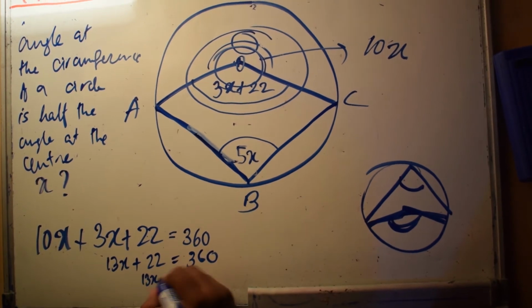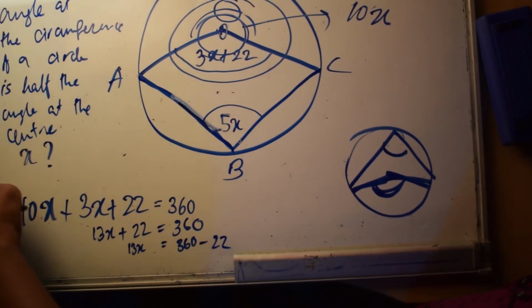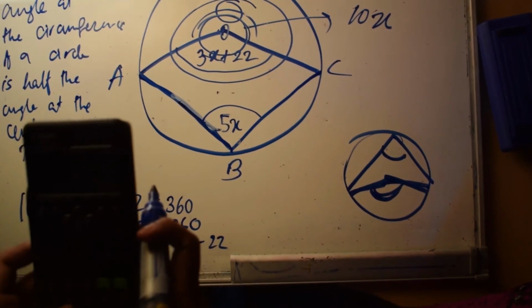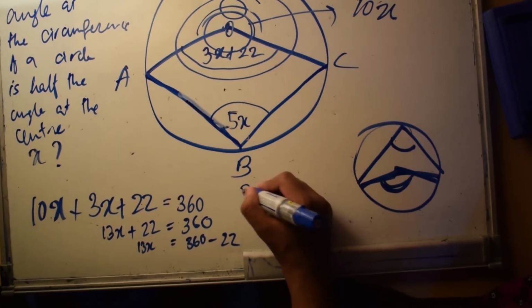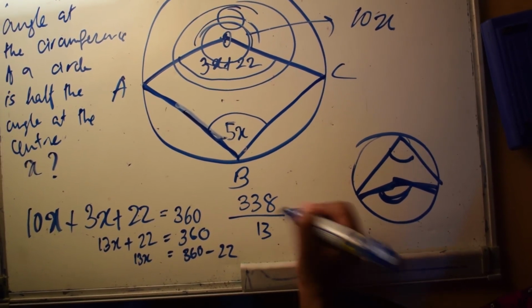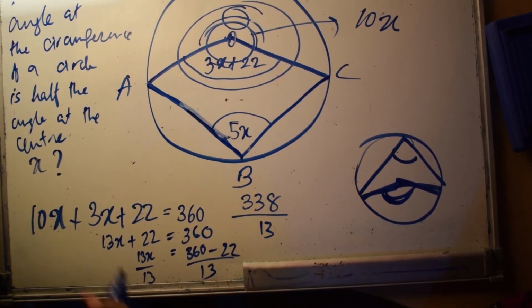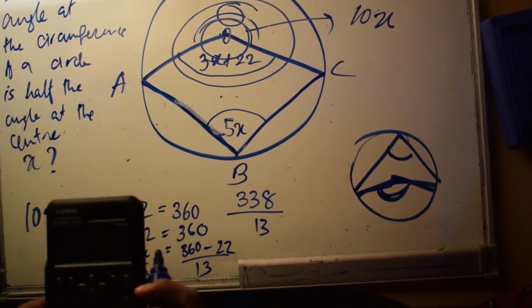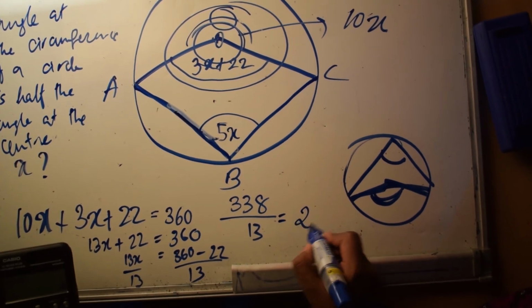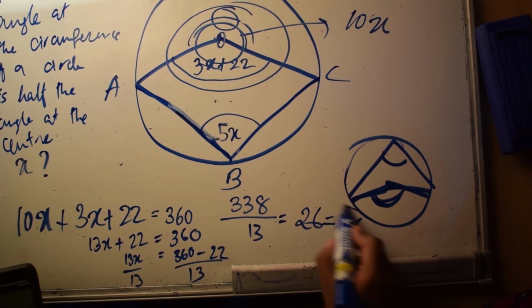So 13x equals 360 minus 22. So 360 minus 22 is 338. So 338, and we divide this by 13, so this side will also be divided by 13. 338 divided by 13 will give us 26, and hence we confirm that x equals 26.